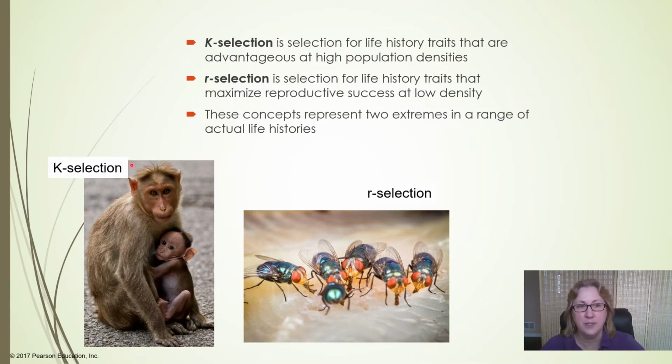So K-selected species tend to live near the carrying capacity of their environment. K-selected species are more likely to be found in stable environments that don't change a lot from year to year. They tend to have few offspring and a large parental investment. And R-selected species tend to have many offspring with no parental investment. The reason we use r for reproductive capacity is because R-selected species have the capacity for huge population growth, explosive population growth in the right conditions.